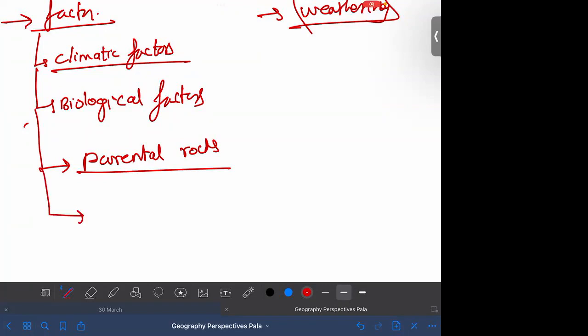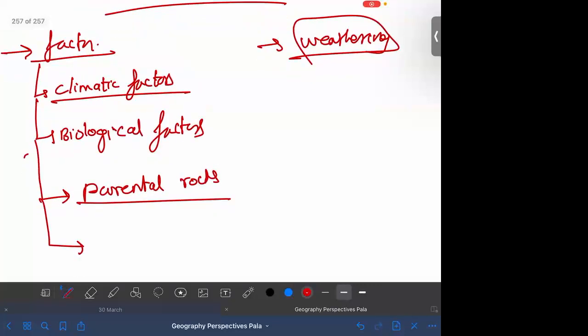Chemical reactions, it is the function of climatic factors.